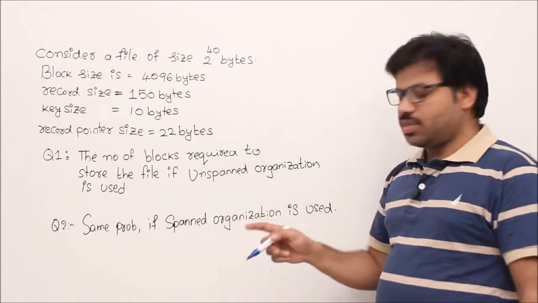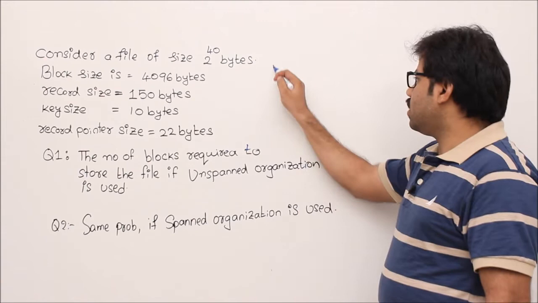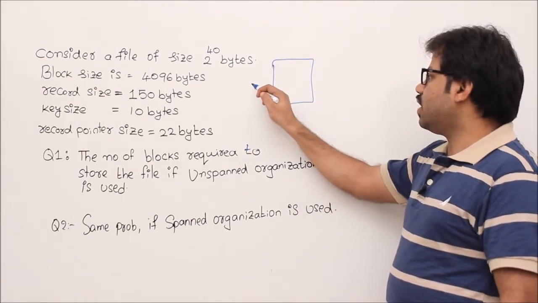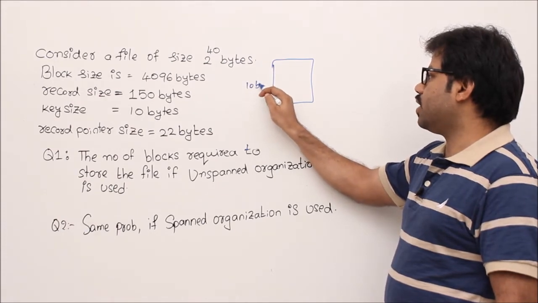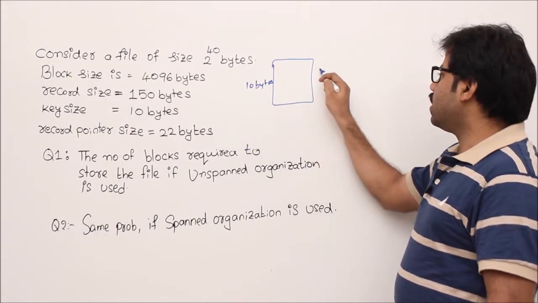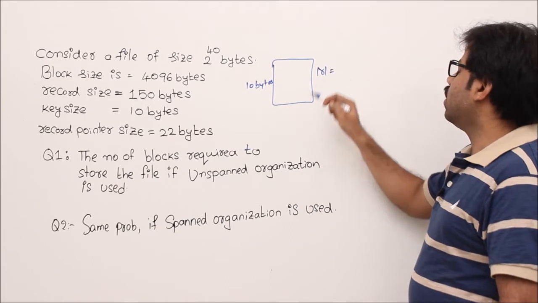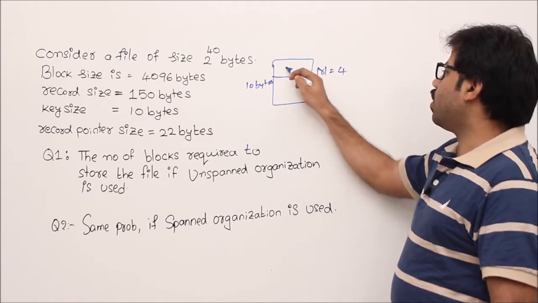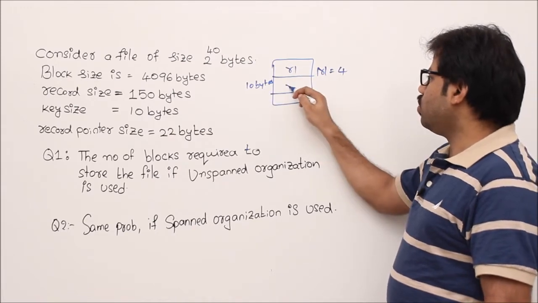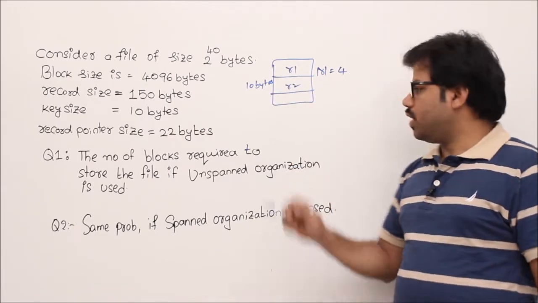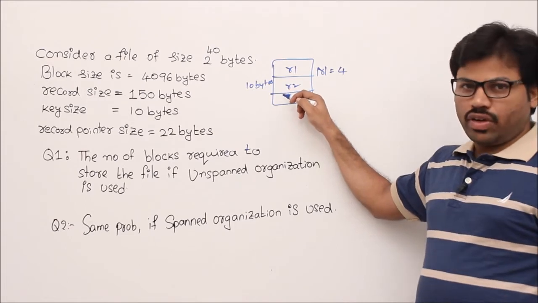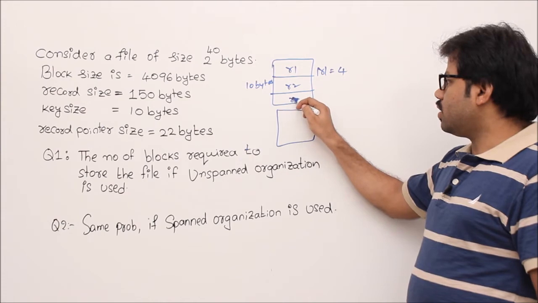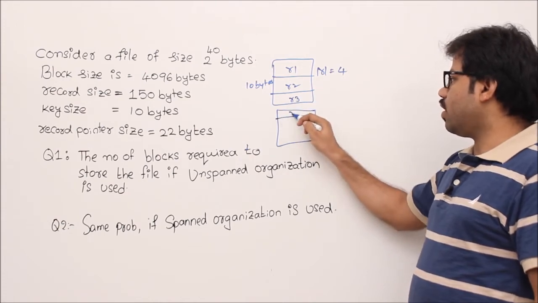So what is spanned and unspanned, we will see first of all. Example, this is your, let's say, block. In that, for simplicity, we assume that you have 10 bytes of space, only 10 bytes. Record size, let's say R, is something like 4. Then how many records can you keep? Record number 1, 4 bytes. Record number 2, 4 bytes, 8 bytes. Now there is some space which is 2 bytes. So no whole record can fit here. So what we do is we write some part of record 3 here, and some part of record 3 here.